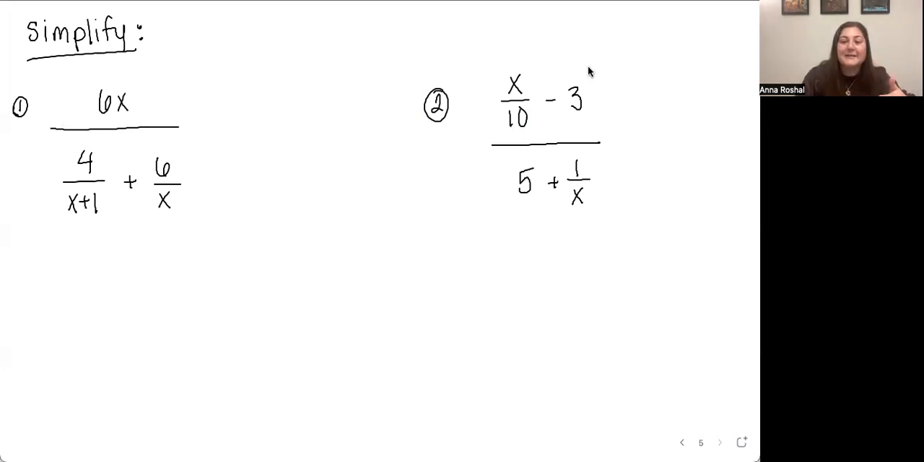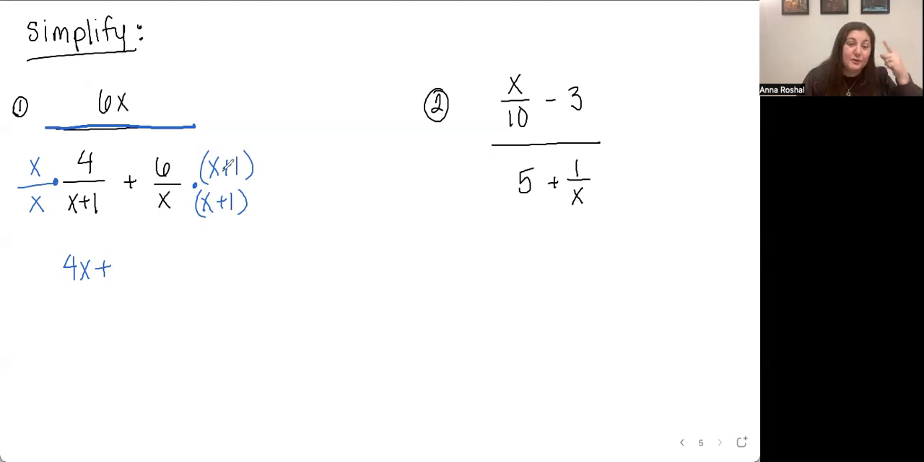Because technically, as this big fraction right here, this means I have 6x divided by this whole bit down here, right? So I want to go ahead and change this first. Again, this goes into an addition problem like we did in that second set of problems. I'm going to multiply this by x over x to create common denominators, this by x plus 1 over x plus 1. I don't have to focus on the denominator for now because I don't need to. I'm going to simplify. So I'm going to end up with 4x plus, because I multiplied these, 4x. And then I'm going to distribute those in my head, and I'm going to end up with 6x plus 6.